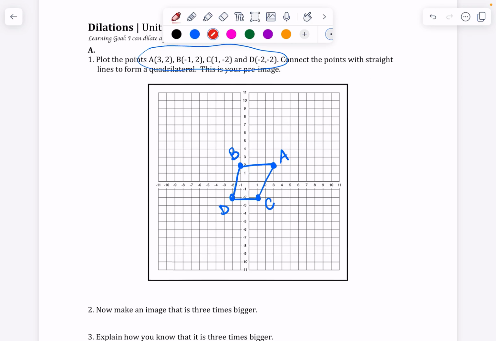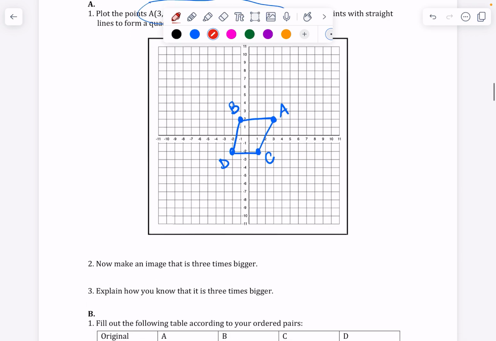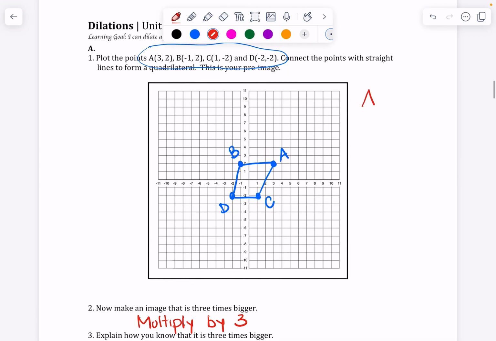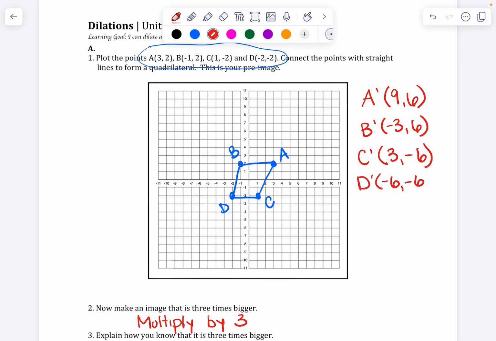So in order to make something 3 times bigger, you're going to multiply everything by 3. Multiply all the ordered pairs by 3. So I'm going to take the ordered pairs that are up here at the top of the page, and I'm going to just multiply them by 3. So (9, 6), (-3, 6), (3, -6), and (-6, -6). And then I'm going to re-graph it on the same graph.